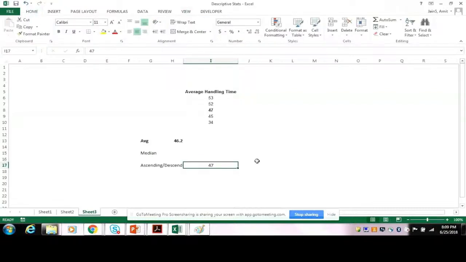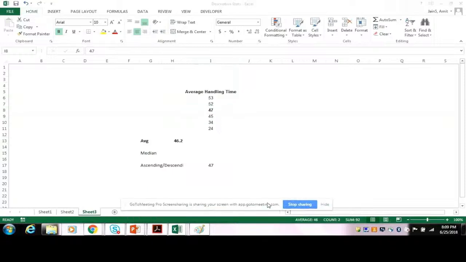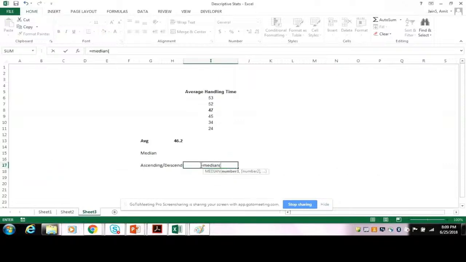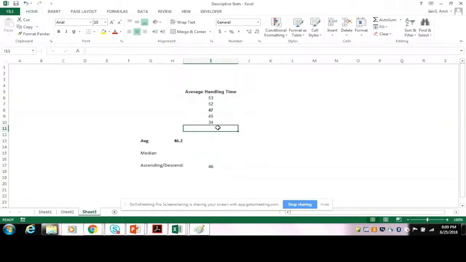If it's an even number, you take an average of the middle? Yes, absolutely. So let's say if it would have been 24 here, you would take both of these, and the average of both these, 46, would give you the median. Another way of calculating is Excel, to our advantage: we simply do that, it'll calculate. So if you remove it out, it'll give us 47.